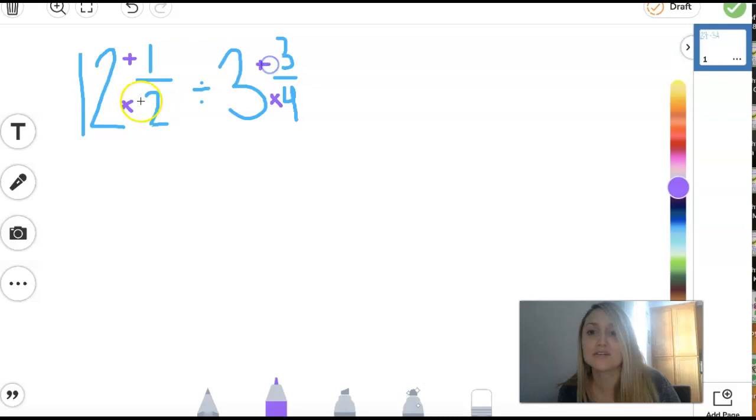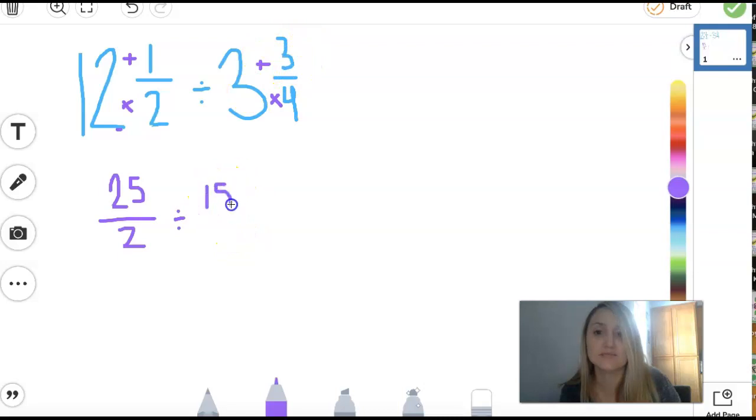Okay, so here 2 times 12 is 24, plus 1, 25. Denominator stays the same. And then here, 3 times 4 is 12, plus 3 is 15. And then denominator stays the same. Okay? Here, we're going to do the same rule that we have with dividing fractions, where we're going to flip the second number and multiply. Okay, so I'm going to flip that second number and multiply.